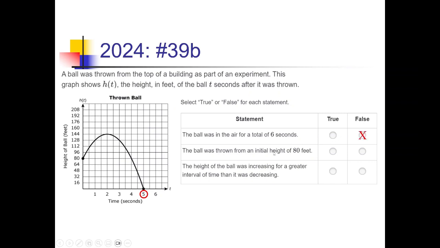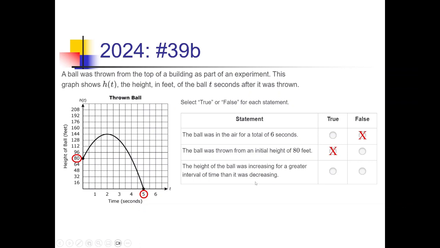Next, the ball was thrown from an initial height of 80 feet. So that's asking at time 0, how high was the ball? Well, time 0, that's the left side of the graph here, and we see that it is indeed at 80 feet. So that must be how tall the top of the building was. So that one's true.